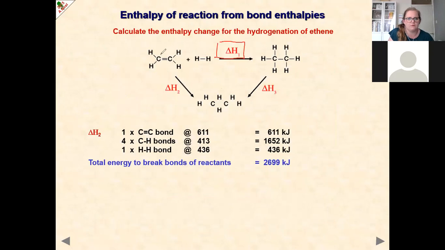Okay, so we need to see how much energy is required to break one double bonded carbon. That's 611. We've only got one, so it's 611. And we've got 1, 2, 3, 4 carbon hydrogen bonds at 413. Multiply that by 4, we've got 1,652 kilojoules. And then finally, we've also got our hydrogen bond, so 436. Add all of them together, so our delta H2 value is 2,699 kilojoules.